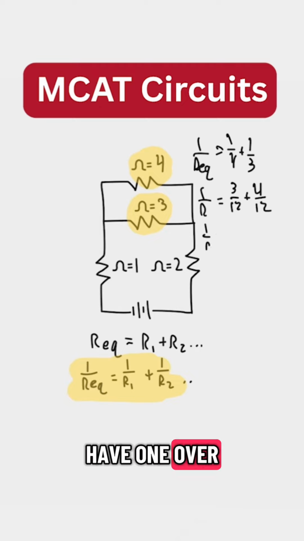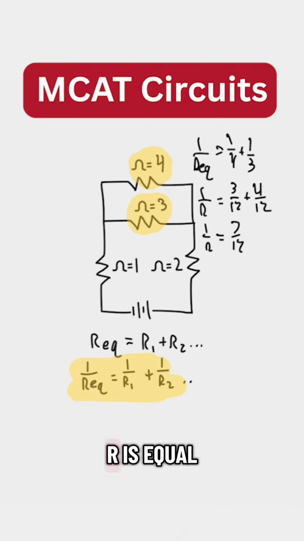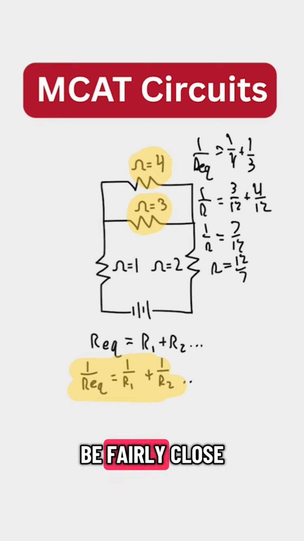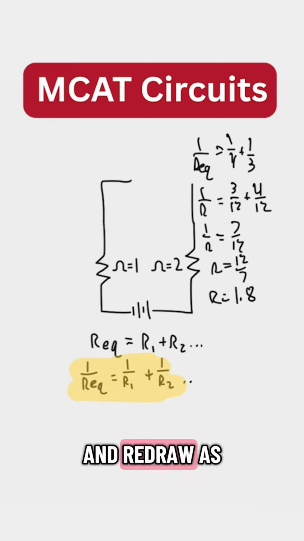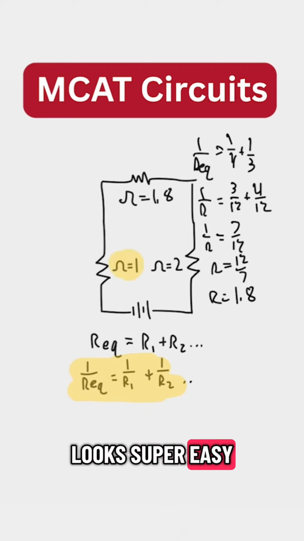So then we have 1 over R is equal to 7 over 12. R is equal to 12 over 7. That's going to be fairly close to 2, but a little bit under, so we're going to say that R is equal to 1.8. Now we can erase these 2 resistors and redraw it as 1 resistor with a resistance of 1.8. The circuit now looks super easy because we have 3 resistors that are very clearly in series with each other.